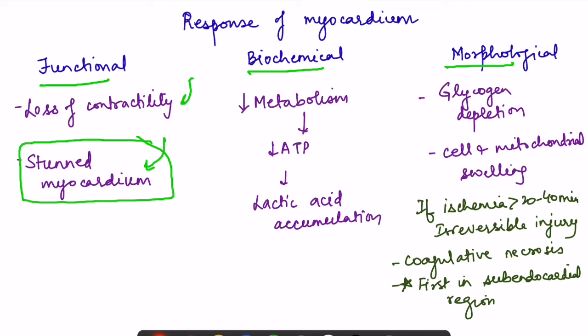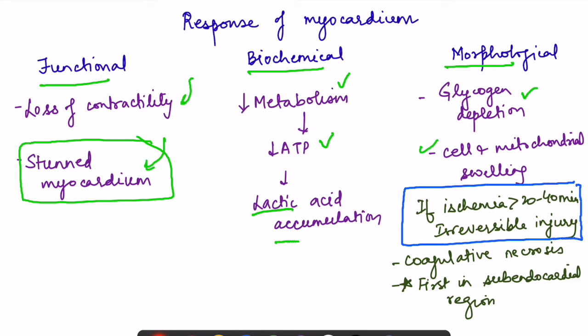Then we have certain biochemical changes, that because of the decrease in the oxygen supply, there is decrease in the metabolism, and hence there is decrease in ATP, and there is lactic acid accumulation. Then morphological changes which occur are glycogen depletion, cell and mitochondrial swelling which are seen. And very important to remember that if ischemia is greater than 20 to 40 minutes, then irreversible injury will occur. Okay, so glycogen depletion and cell and mitochondrial swelling, they are reversible changes. Okay, but if ischemia lasts for greater than 20 to 40 minutes, then irreversible injury is going to occur.